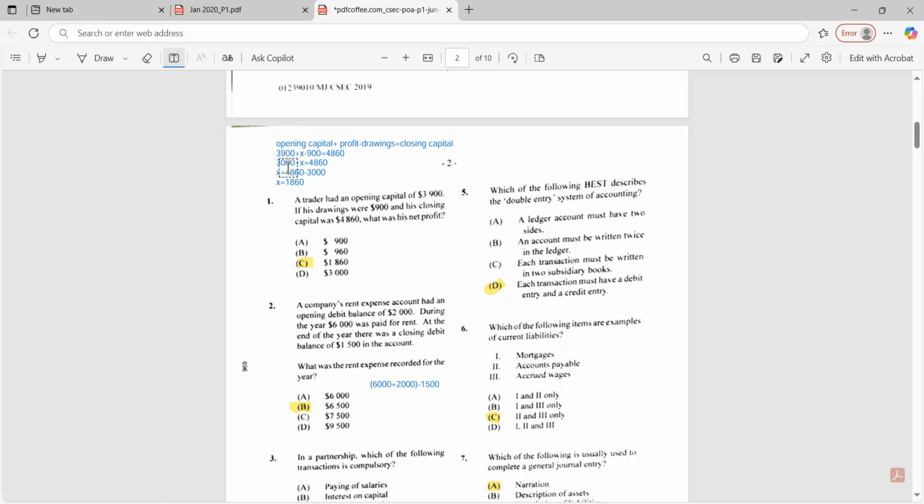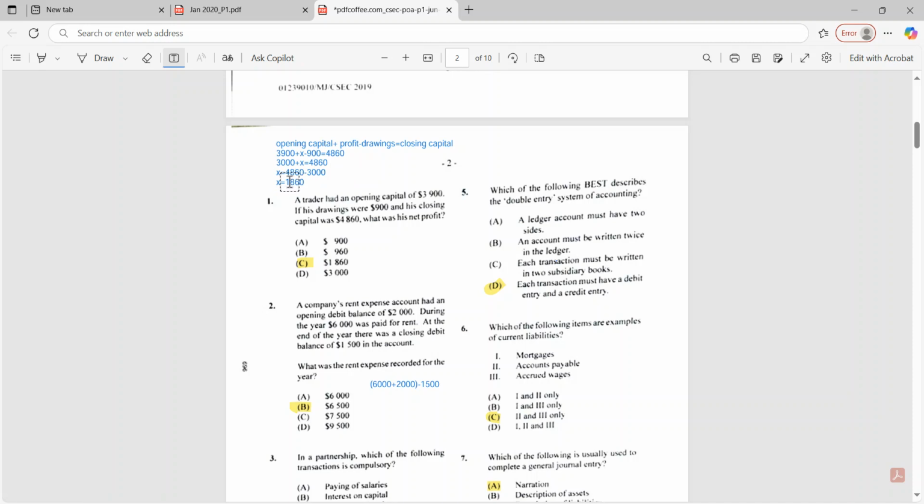So our opening capital is $3,900. Our profits, we don't know that, so we put X, and our drawings is $900. Our closing capital is $4,860. We work with the side with the X first, so we say 3,900 minus $900 will give us 3,000 plus X is equal to 4,860.